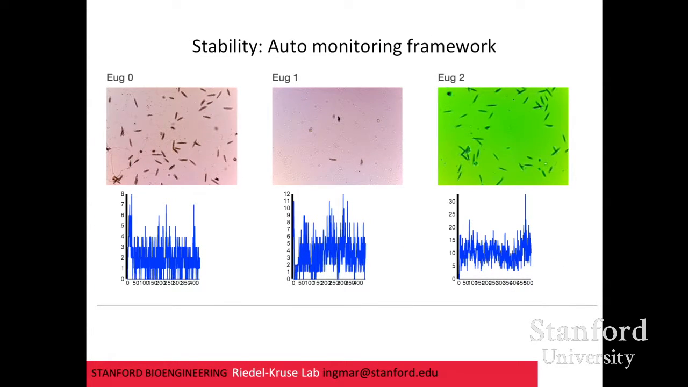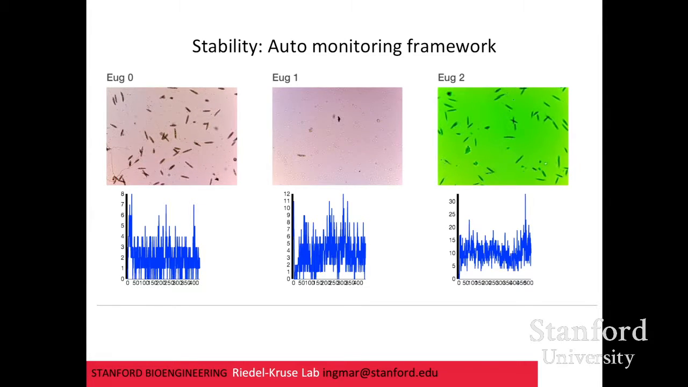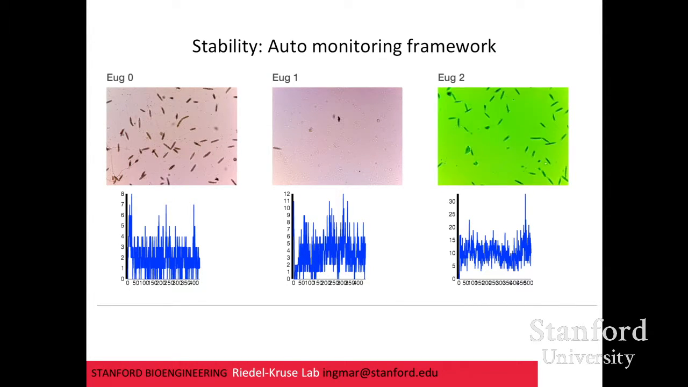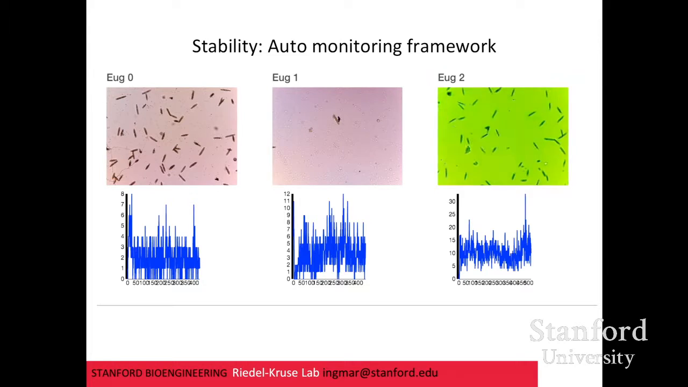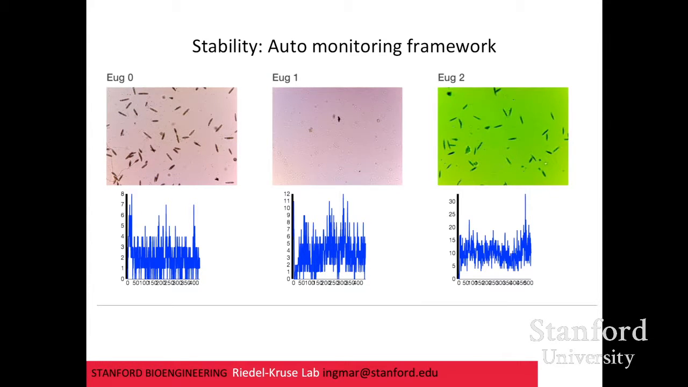You can see how 3 different of these systems are running, right? And you see, for example, in this one, there are not many cells in there. So the system would automatically recognize that and then change something, right? Really, having this auto monitoring framework in the back is important.